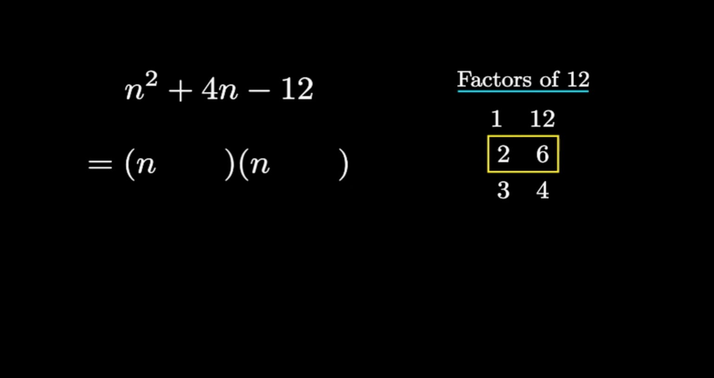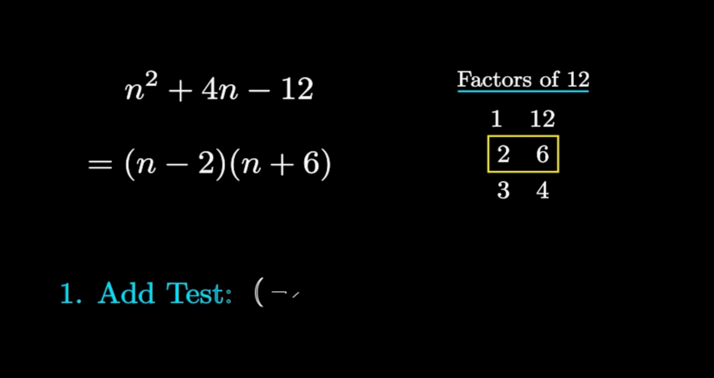Now, when you do this, you want to make sure it passes two tests. The first test we're going to look at is the adding test. We're just going to combine them, basically. Negative 2 plus a positive 6 gives me that positive 4 in the middle, so it checks out the first test.